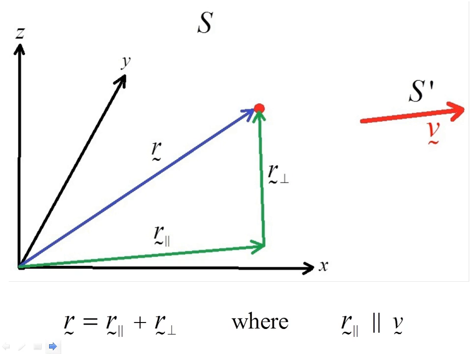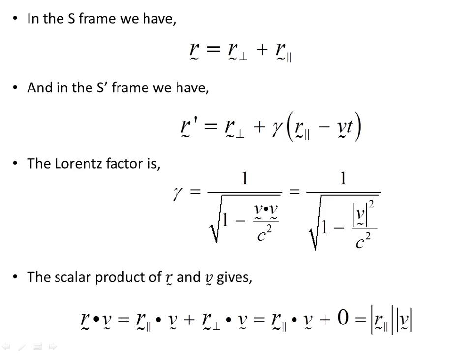And we know that r can be made up of the parallel part and the perpendicular part. Together they sum to give r. Now in the S frame r is made up of the perpendicular and parallel parts, and in the S prime frame, an observer in S prime will give the position vector r' as made up of the perpendicular part. They both agree on that, there's no change in that. But this parallel part is Lorentz contracted because S prime is moving relative to S, and so the observer in S prime sees the parallel part Lorentz contracted, hence this part here.